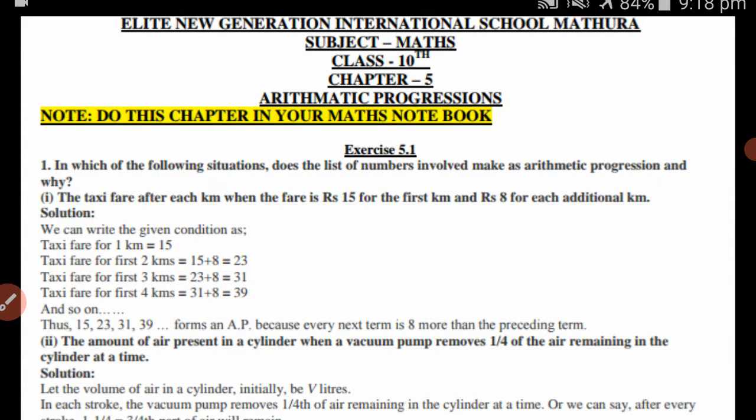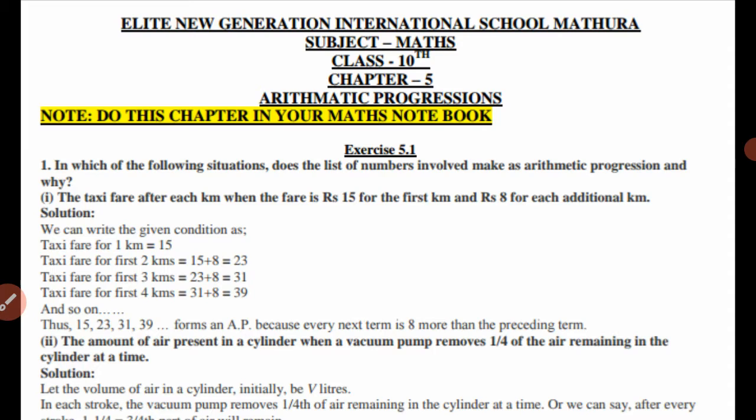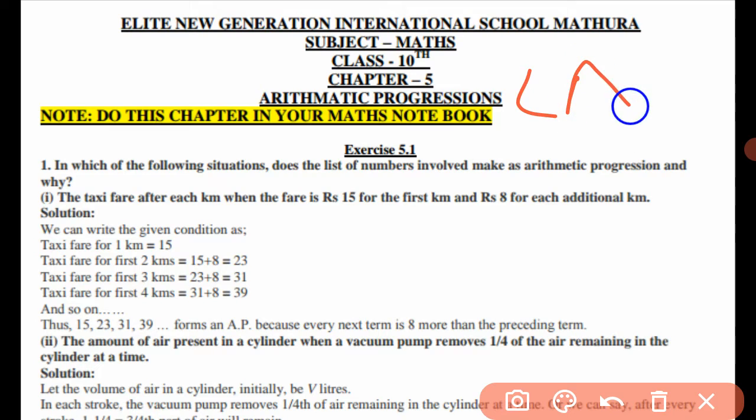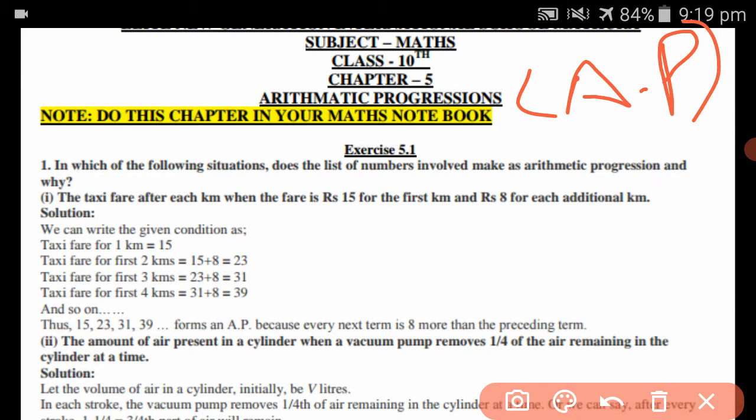Today we are going to start the new chapter 5, that is arithmetic progression, and we can also call it simple AP. So AP, or arithmetic progression. In this chapter we will study some series of numbers.